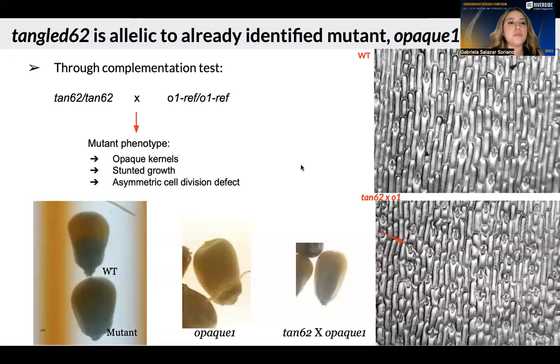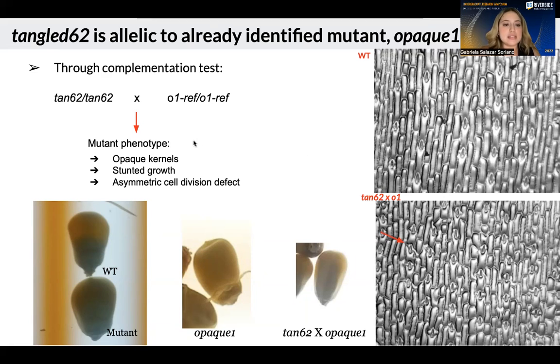And so when we were looking at the characteristics of Tangled 62, we noticed that the phenotypes are very similar to an already identified mutant called opaque 1. And so we went ahead and did a complementation test in which we crossed the Tangled 62 mutant with an opaque mutant. And we were expecting the different mutants to complement one another. And so we were expecting to observe the wild type phenotype, which is shown here.